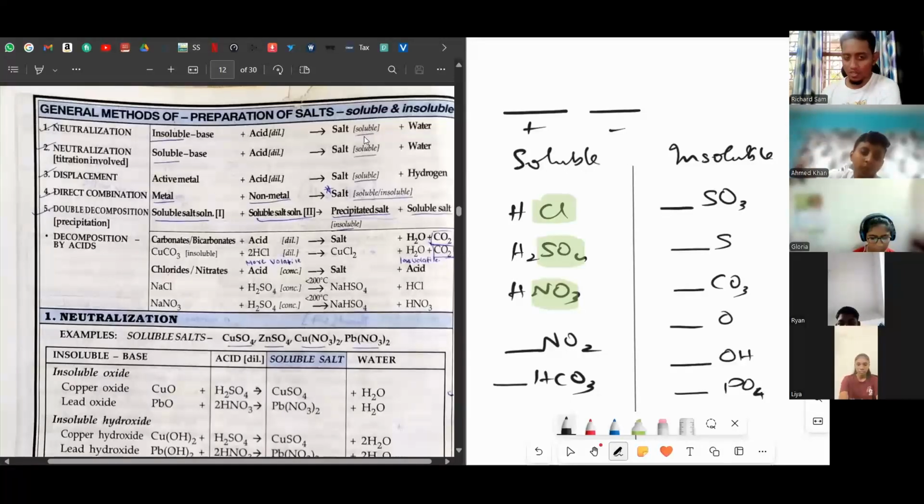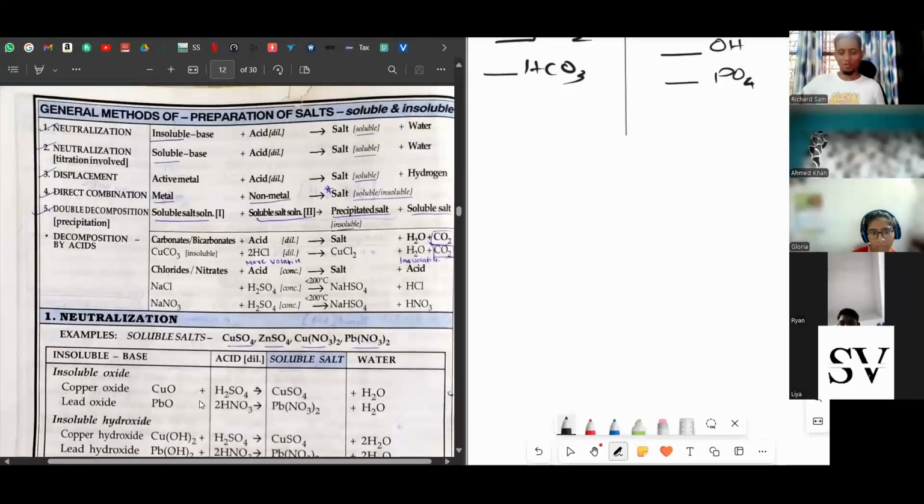Okay. So if you see it for soluble salts, to prepare soluble salts, which method will be used? First, second, or third, or even the fourth. Fourth method can be used for both soluble and insoluble salts. And the fifth method, which is double decomposition, is used only to prepare insoluble salts. Okay, so that's how they have categorized it.